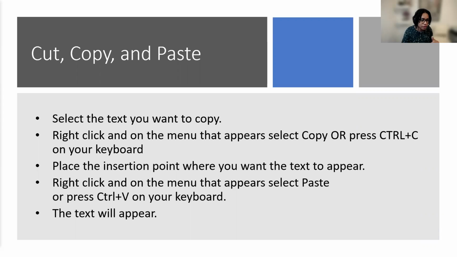So you'll copy text by selecting the text you want to make a copy of, right-clicking and selecting copy from the menu that appears, or using Control C if you are a shortcut fan. Then you'll place the insertion point. So click wherever you want the text to appear in your document. And then again, right-click to bring up a menu to paste the text, or Control V on your keyboard, and the text will appear.